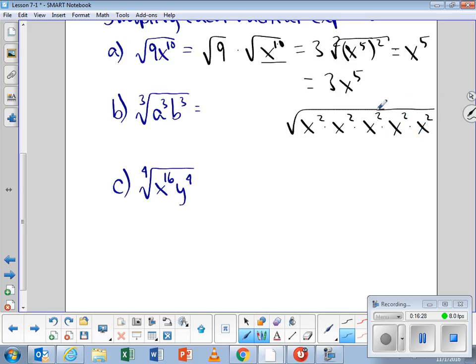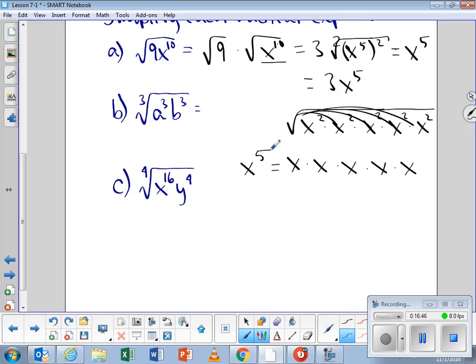And what's the square root of x squared? X. And the square root of x squared is x. And the square root of x squared is x. And when I'm done, I have x to the 5th power.